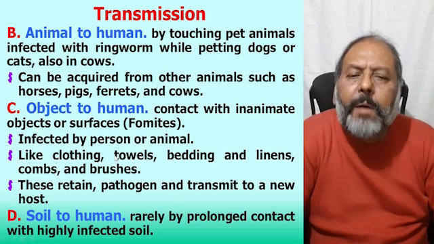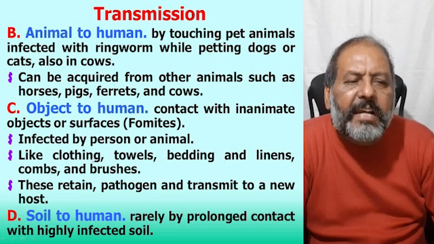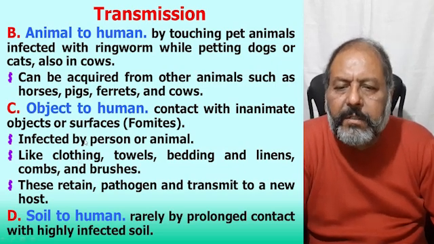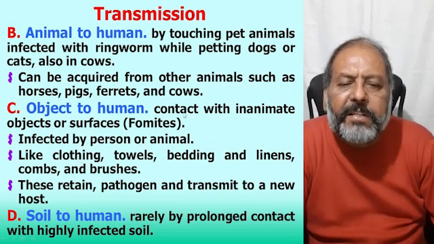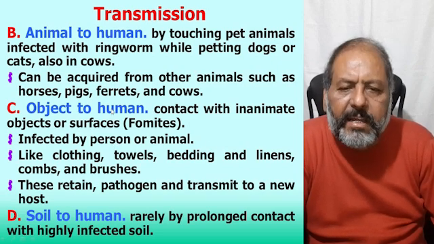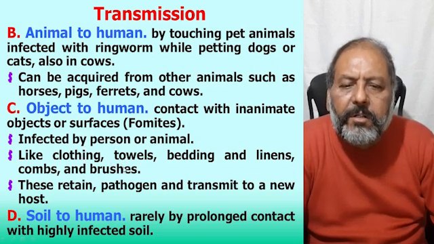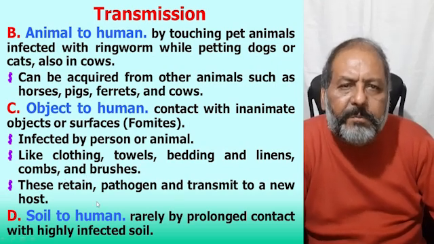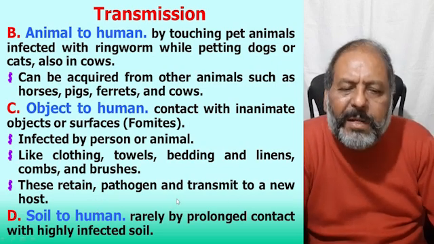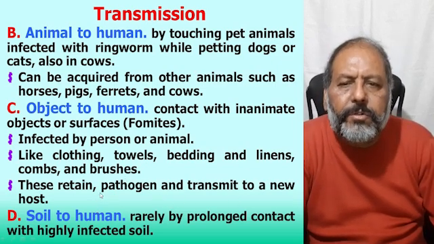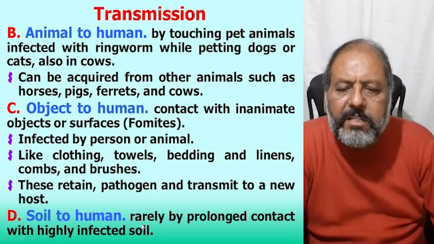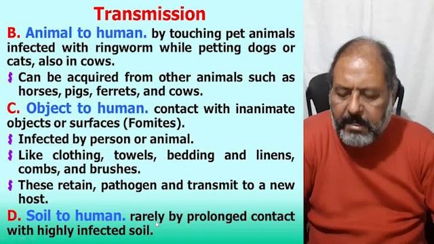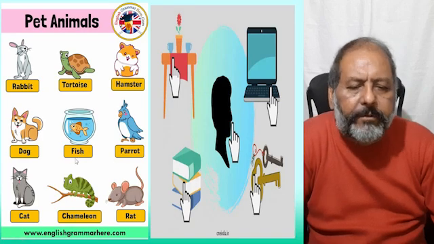Number three is object to human, that is contact with inanimate objects or surfaces which are called fomites. The fomites are infected by the person or the animal, like clothing, towels, bedding, and linens, combs, and brushes infected by the dermatophyte. These retain the pathogen and transmit it to a new host. And the next transmission mode is soil to human. Rarely, but seen by prolonged contact with soil highly infected with dermatophyte.